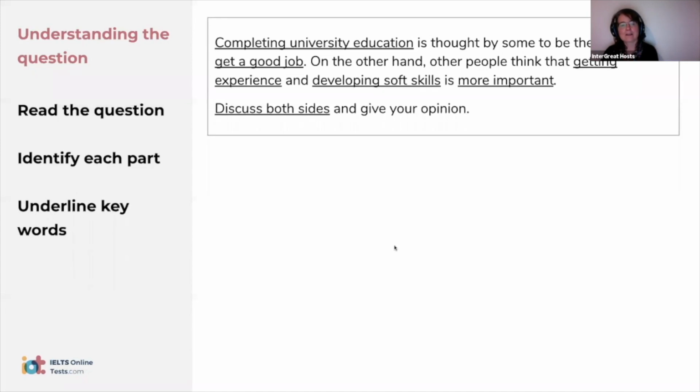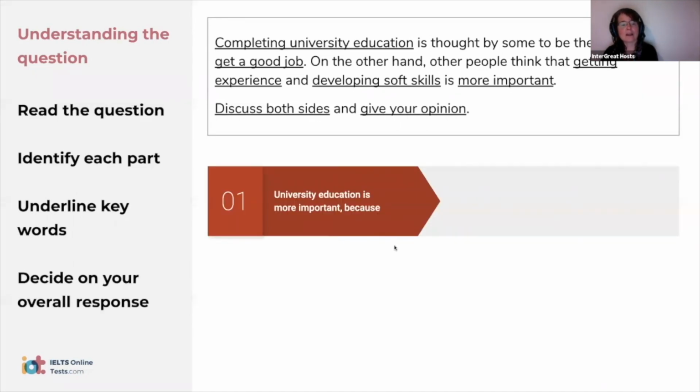So after you've underlined those keywords, the next thing you need to do is to make a plan. It doesn't take very long. And I know a lot of people go, oh, I don't have time to do a plan.